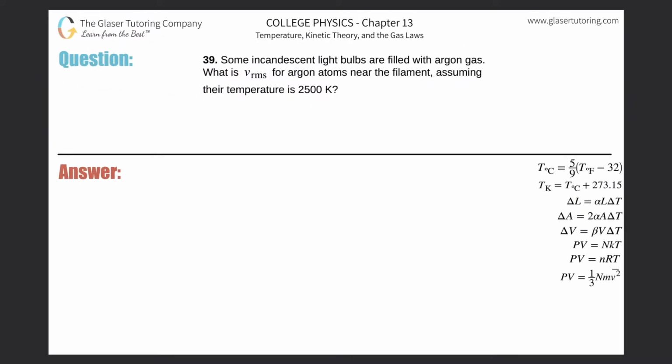Number 39. Some incandescent light bulbs are filled with argon gas. What is the root mean square velocity for argon atoms near the filament, assuming their temperature is 2500 Kelvin? All right, so basically we need to know the relationship between root mean square velocity and temperature.